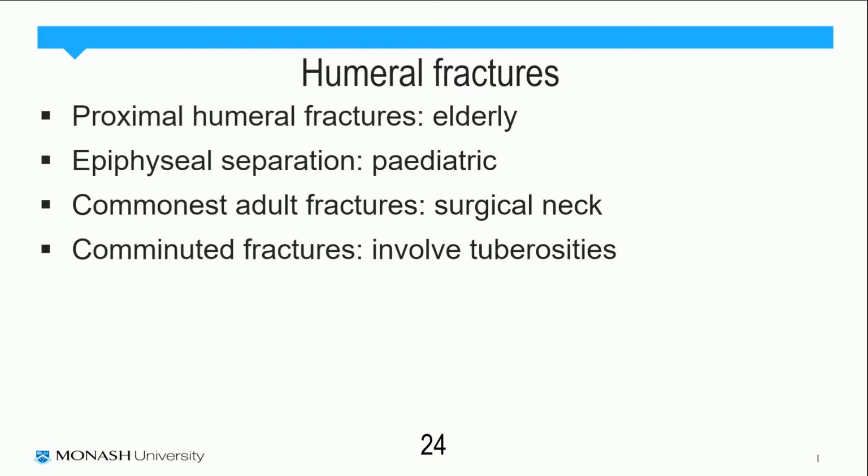Humeral fractures are quite common in the elderly, and it affects the proximal humerus especially. In pediatric patients, you could find epiphyseal separation. In adult patients, the most common appearance is at the surgical neck, and then comminuted fractures typically involve the tuberosities.